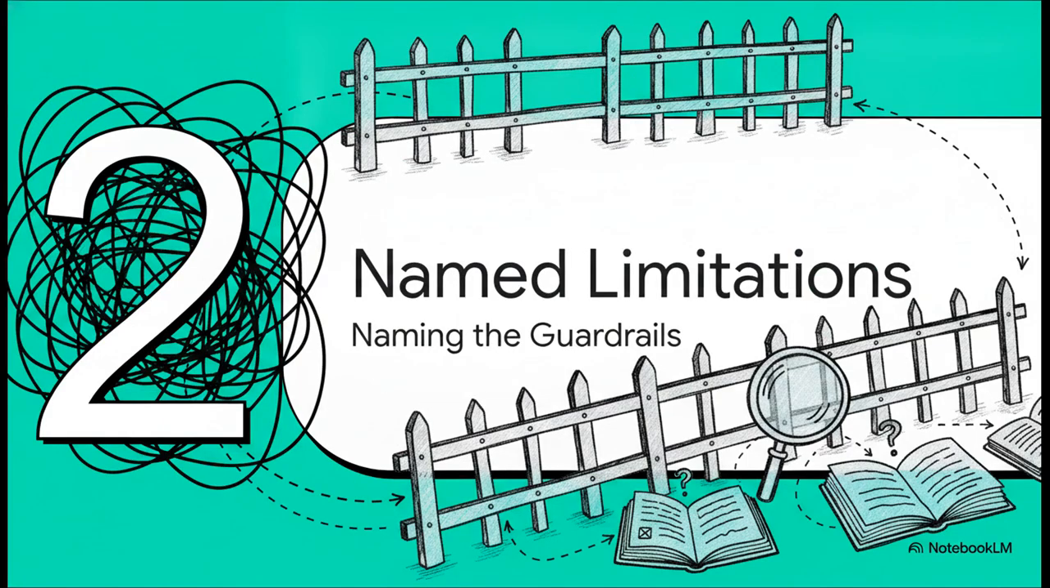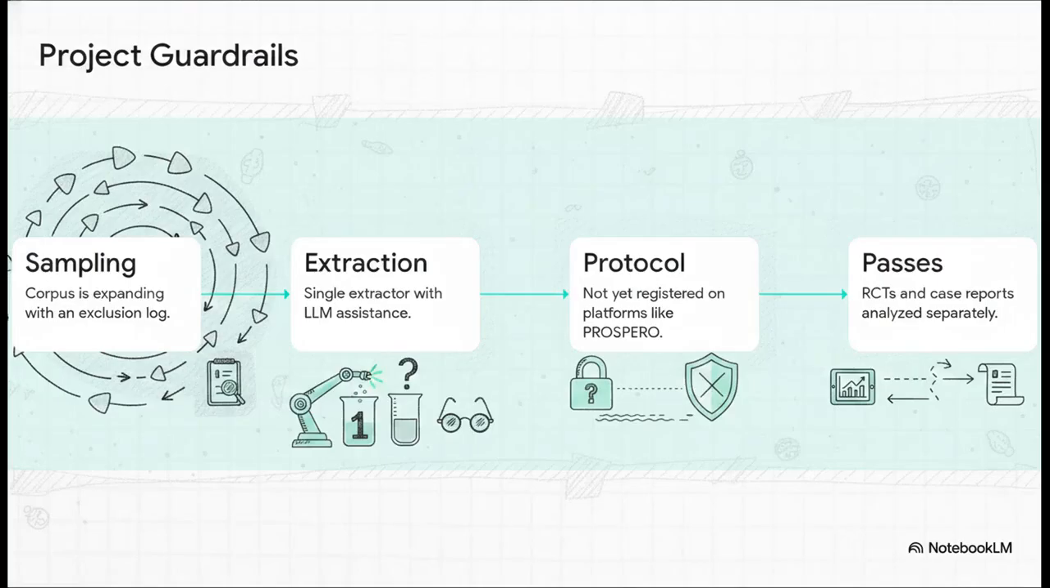Section 2, Radically Transparent Limitations. Naming the guardrails. The Vibrowns framework is all about radical transparency, naming its own guardrails right up front rather than leaving them hidden in some fine print for a reader to stumble upon later. So let's look at exactly what those are for the ASV demonstration.